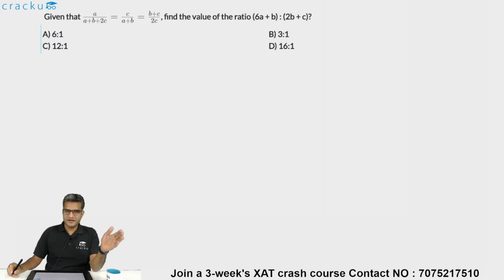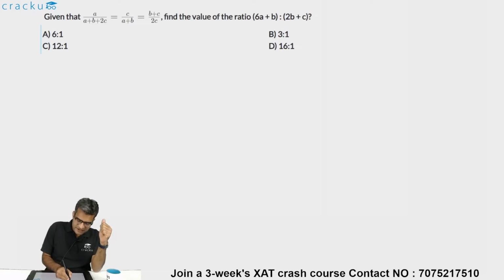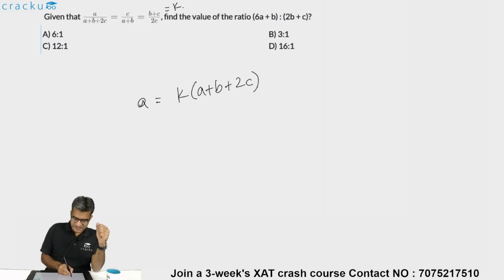In this question, we are given two equations. A divided by (a plus b plus 2c) is equal to c divided by (a plus b), which is equal to (b plus c) divided by 2c. Now, let us assume that this is equal to a constant k. This would imply that the first equation is a is equal to k into (a plus b plus 2c). The second equation is c is equal to k into (a plus b). The third equation is b plus c is equal to k into 2c.